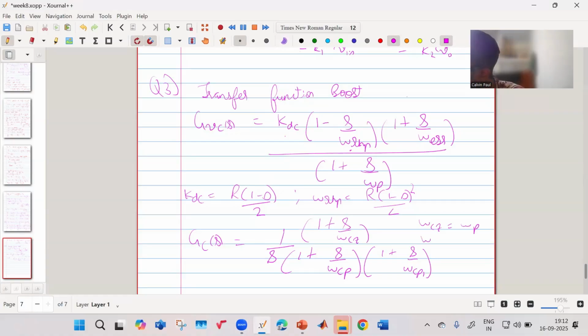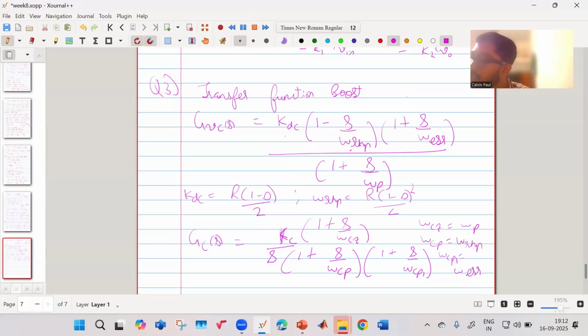Omega controller pole is equal to your omega RHP. And your omega CP1 is equal to your omega ESR. Okay. And you'll also have what is known as your KC, your controller DC gain. This KC also is important.